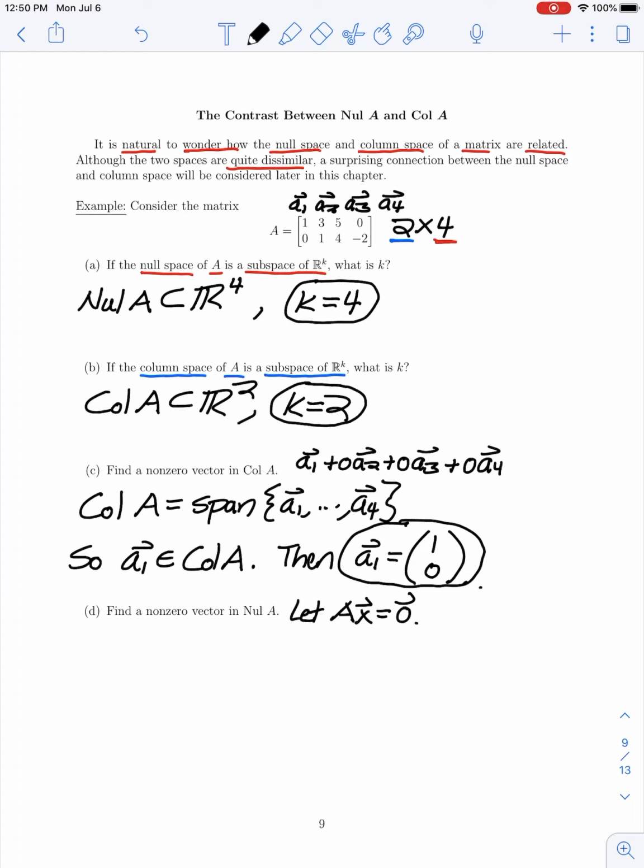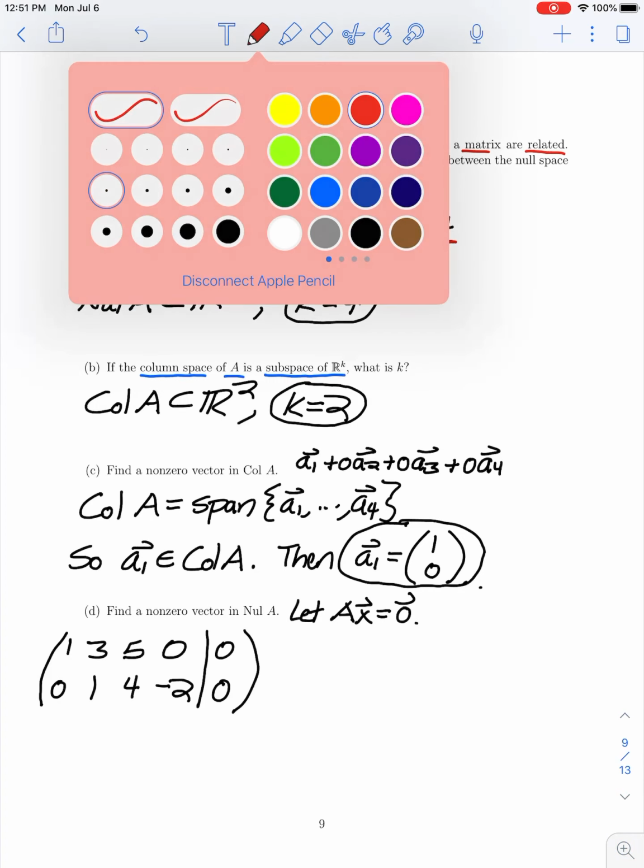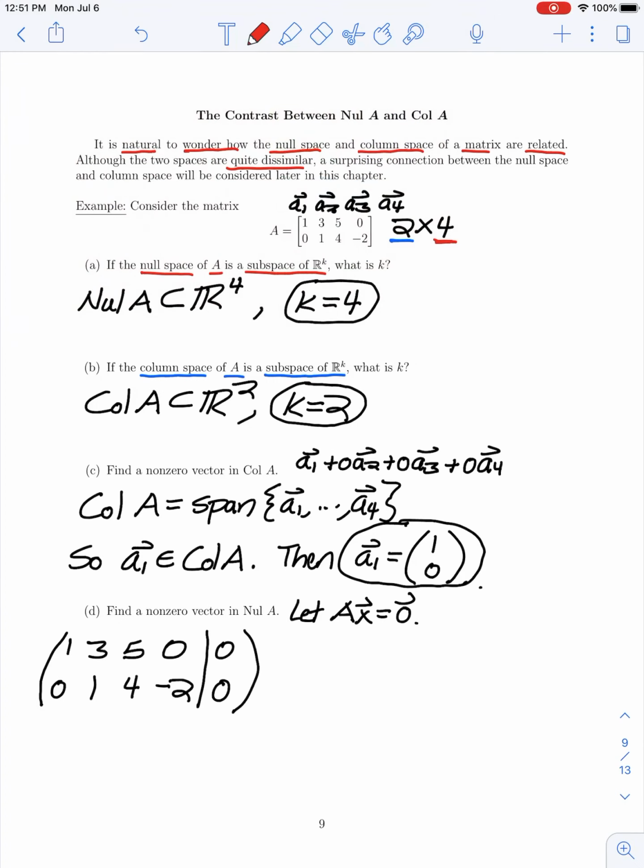So let's consider the augmented matrix for this equation. Our matrix A has a first row of 1, 3, 5, 0, and a second row of 0, 1, 4, negative 2. And we're augmenting that with the 0 vector since we're trying to solve a homogeneous equation. To solve this, we need to put our augmented matrix in reduced row echelon form.